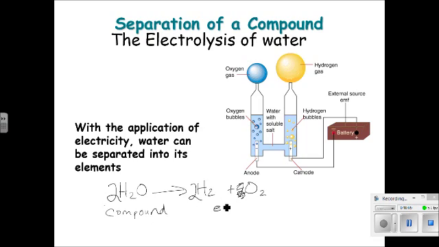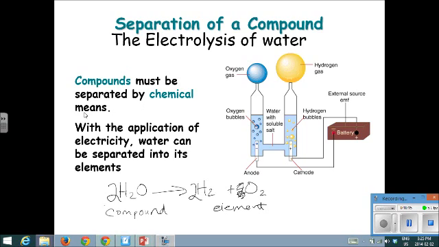So this is a way we can separate compounds. All compounds must be separated by chemical means. They cannot be separated by physical means, okay? They have to be separated by chemical means. So if you want to break down a compound, it has to be through chemistry. If you want to break down a mixture, you can break it down by physical means. And that means things like filtering and so on. We'll explore these in class.